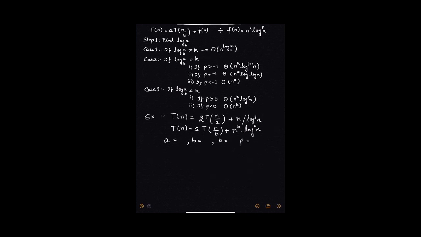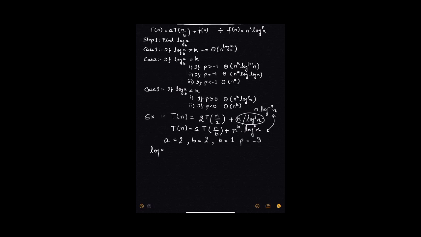Now let us check out this recurrence relation. The recurrence relation that I am having is T(n) = 2T(n/2) + n/log cube n. So I can write this equation as n into log to the power minus 3 of n to compare it with my standard equation. The value of a that I'm getting is 2, the value of b is 2, the value of k is 1, and the value of p is minus 3.